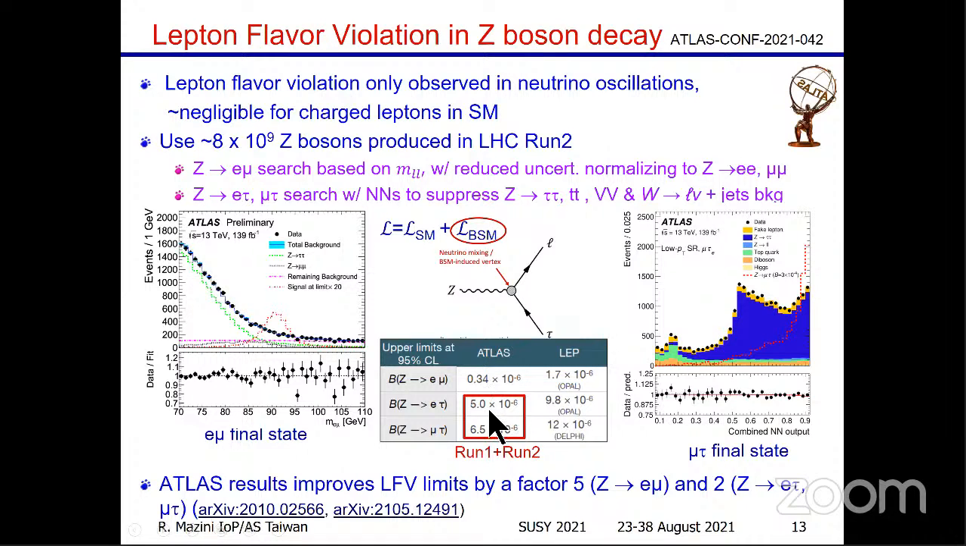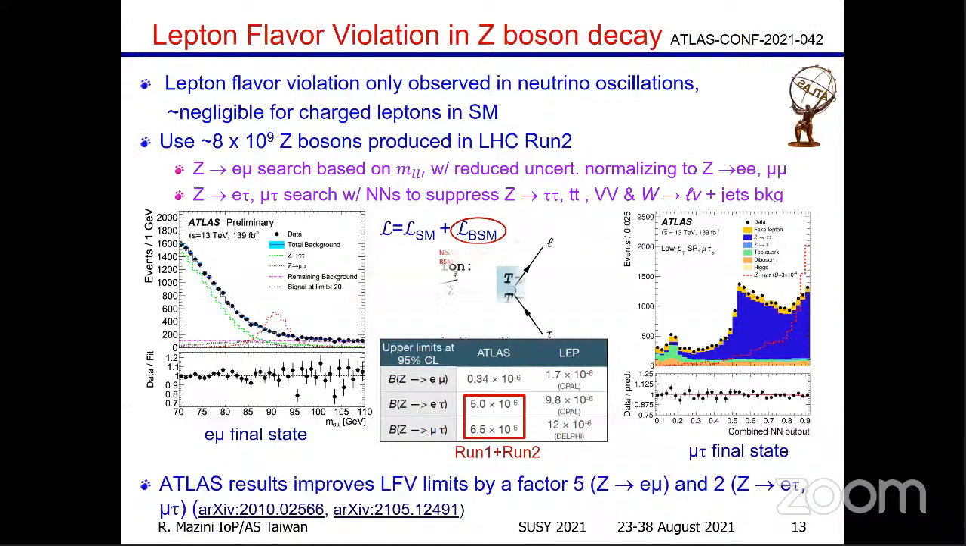As you can see by comparing this column here, the limit set by ATLAS is much more constraining than the ones coming from the left, for example. So in conclusion, the ATLAS results improve this limit by a factor of 5 and 2 depending on the final states, and this is a full improvement and a strict limit on this particular process.